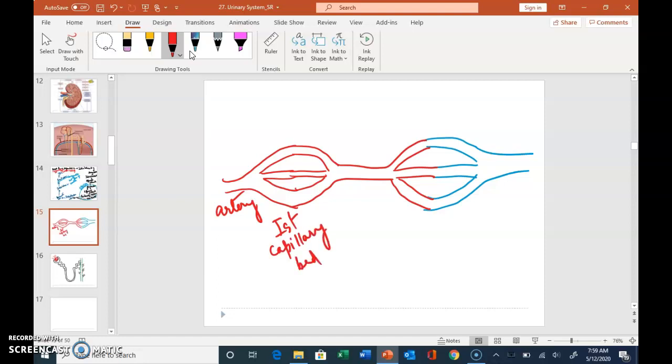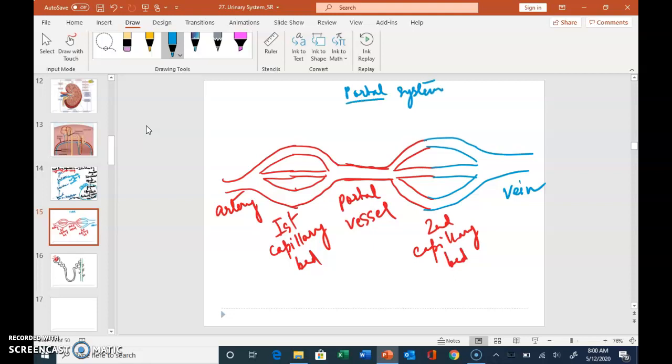Then the capillary bed comes together to form this vessel, which is called a portal vessel. And then the portal vessel further branches to form a second capillary bed. And the second capillary bed then joins together to form a vein. This system is called a portal system.